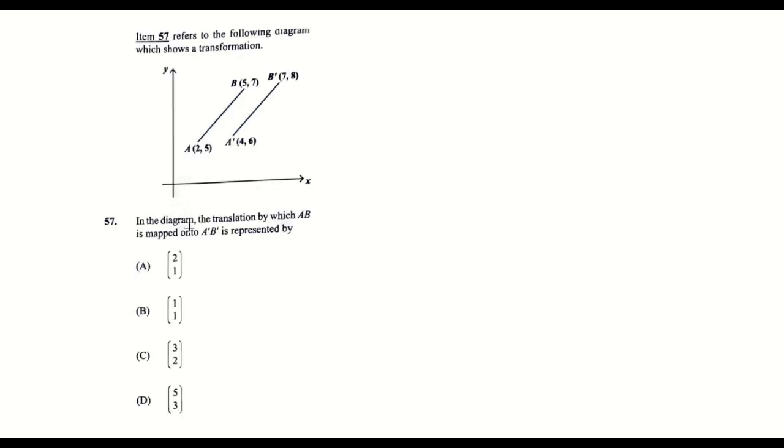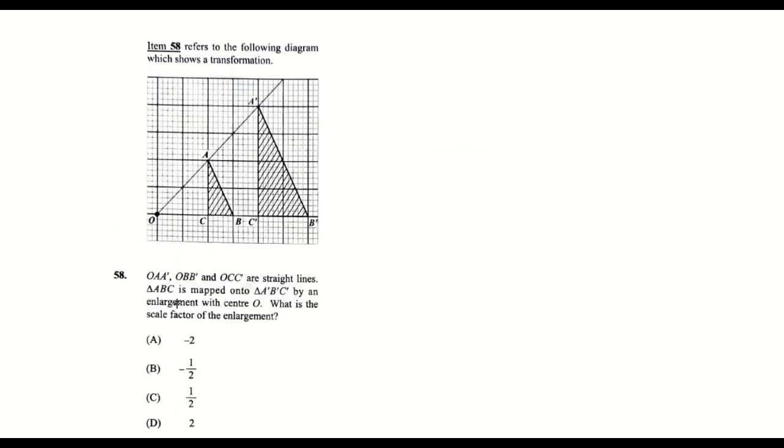This one here, in a diagram, the translation by which AB maps onto, so they're telling you it's a translation. So we're going from 2 to 4, and we're increasing by 1. So we're saying 2, 5 plus x, y is giving you 4, 6. So x would be 2, y is 1. So it's 2, 1. Let's see, 5 plus 2 is 7, 7 plus 1. So it would be 2, 1.